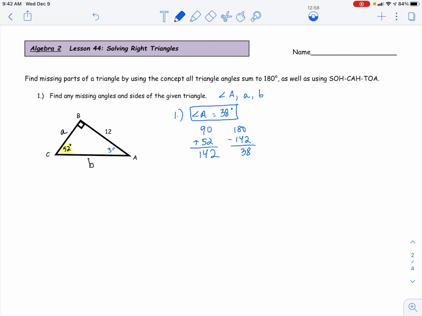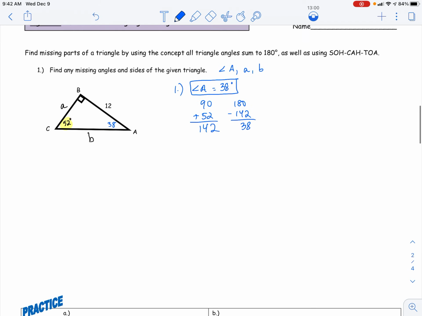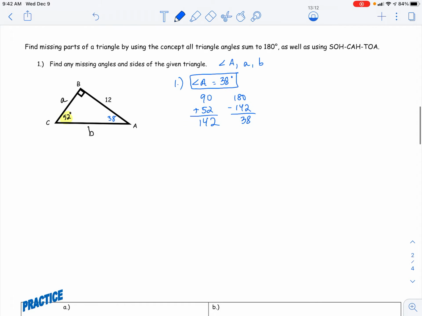And I'll go ahead and plunk that in here in blue. We're not actually going to use it. We could, because remember, our trig ratios are set according to an angle and only an angle. So when we're looking for a sine, cosine, or tangent, it involves an angle's measurement. But we'll stick with using 52 for this example. So now let's go ahead and look for A. So number 2, we're going to find A.